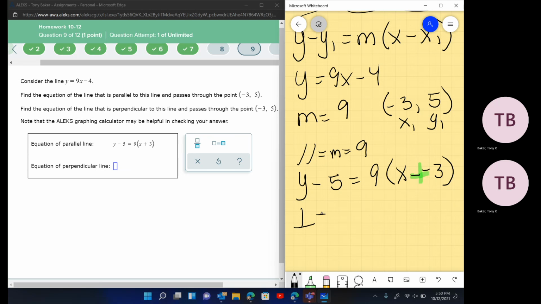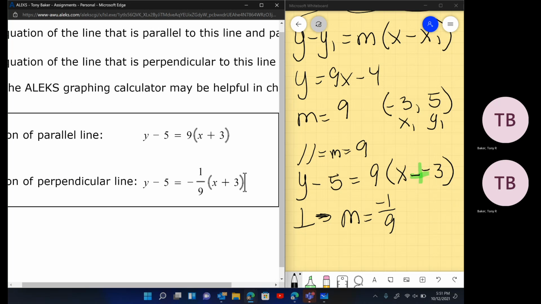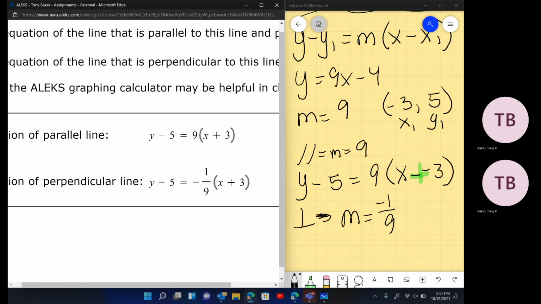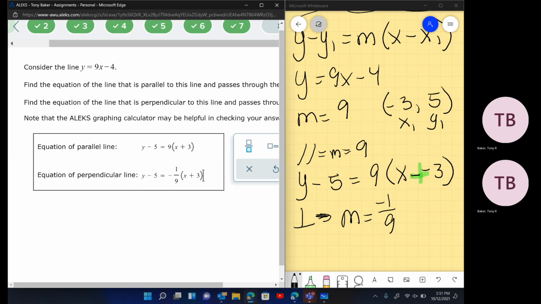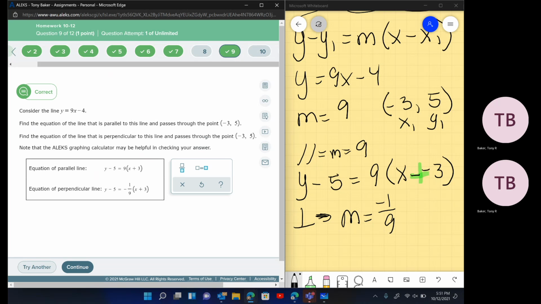So my slope for perpendicular is what? Negative 1 over 9. So here we go. y minus 5 equals negative 1 over 9 times x plus 3. And I'm done. You can leave it just like that. You do not have to go through and do out your fractions. You do not have to find your y-intercept. It will take it and give you this answer, and it works every single time.